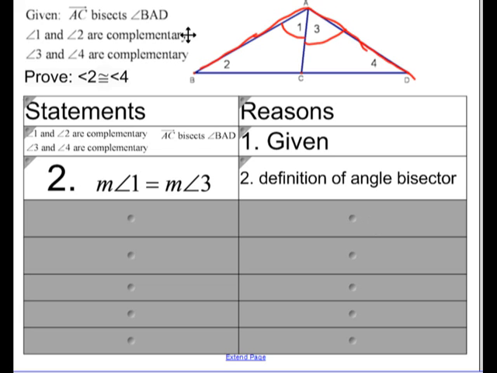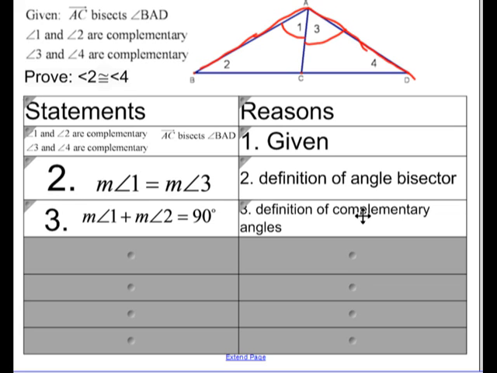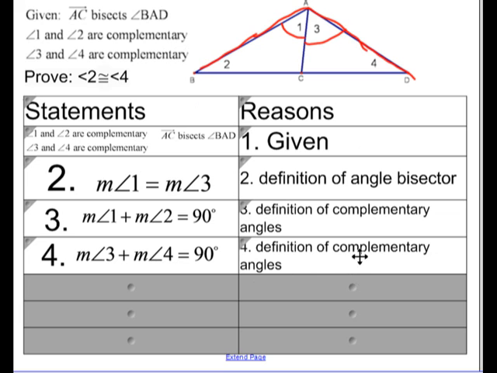Okay, now I'm going to look at my next pieces of given information. I see angle 1 and angle 2 are complementary. So think, what is the definition of complementary? It means they add up to 90 degrees. So I should say that the measure of angle 1 plus the measure of angle 2 is 90 degrees. How do I know? Definition of complementary angles. Same thing for 3 and 4. In fact, you could combine these two steps together in one step if you wanted. I separated them just to make it clearer. And again, that's the definition of complementary angles.